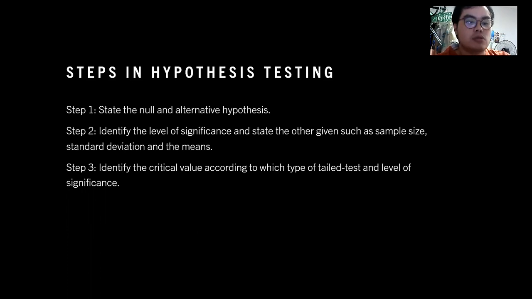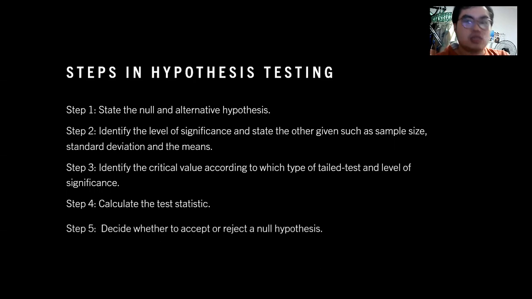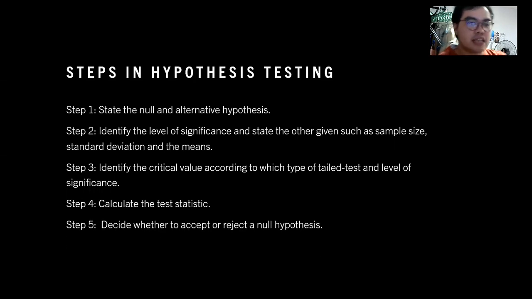Okay, so step 4 is we're going to calculate the test statistic. The formula will be provided on this step. Okay, so in step 5, we're going to decide whether to accept or reject the null hypothesis. Then, lastly, we're going to draw conclusions.